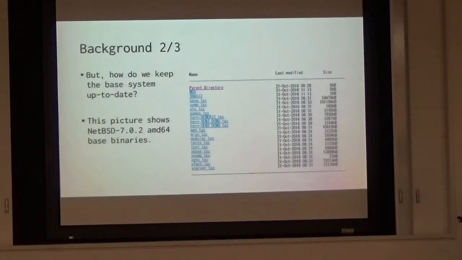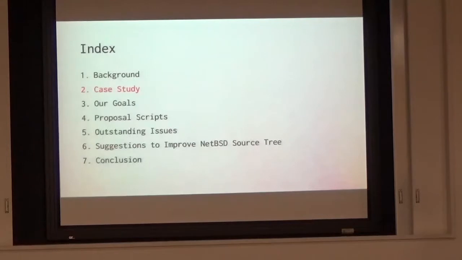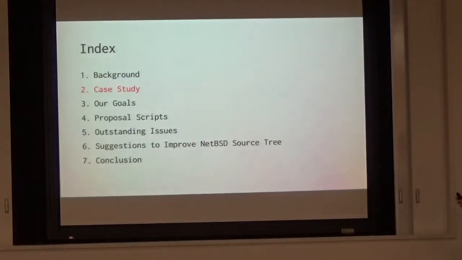This picture shows NetBSD 7.0.2 and 64 base binaries. How do we manage these files? And this picture shows part of NetBSD's base.tgz. It is an example of the base system. How do we manage these files? For example, Unix commands. Then I checked case studies of some operating systems.